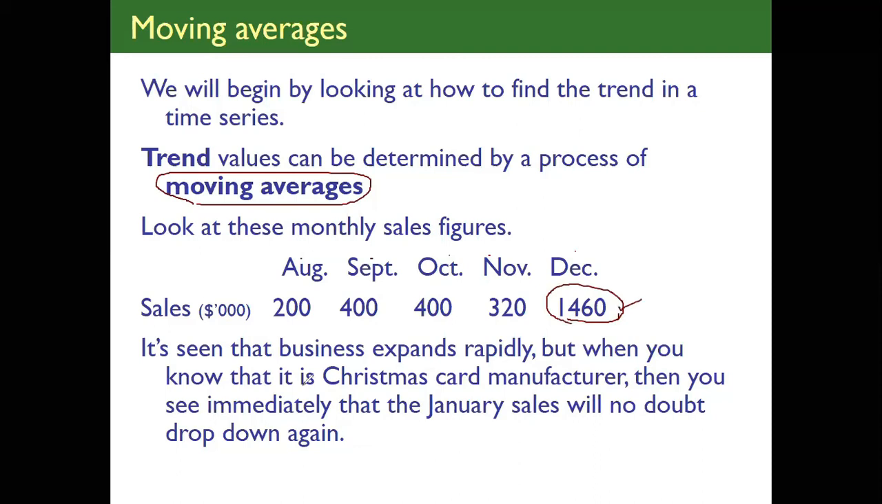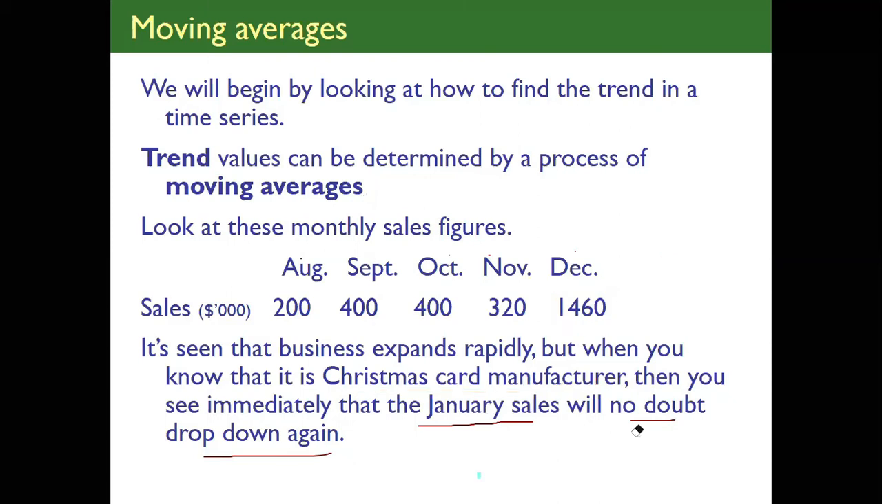It seems that business expands rapidly, but when you know that it is a Christmas card manufacturer, you see immediately that the January sales will no doubt drop down again. The sales increased suddenly because it was a Christmas card manufacturing company, and of course in December you have a lot of sales because of the Christmas cards. When you go to January, the sales figure will suddenly go down. So that is a seasonal impact on your sales. Okay, so we are just getting some background information.